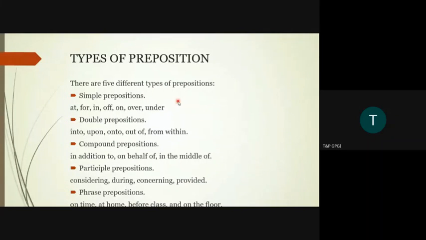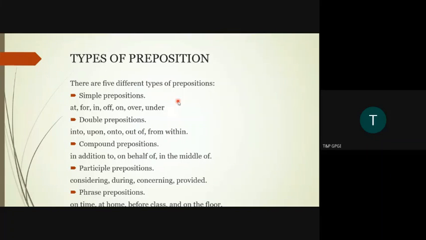Simple preposition, what is it? It's very simple. The simple words like at, for, in, of, on, over, or under. Okay, so these are a few examples of simple prepositions. Whereas double prepositions cover into, onto, upon, out of, or from within. Okay, so you can see the difference between simple and double prepositions.